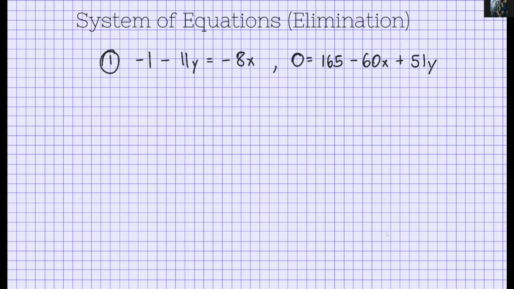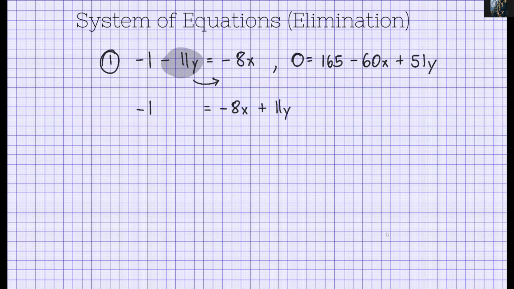What we will try to do is to arrange them in such a way that we have the variables, the y and the x, on one side and the numbers on the other. So let's begin by working with this. For the first equation, we're going to take this negative 11y and move it to the other side. It's subtracting, so it will go adding. So we will have negative 1 equals negative 8x plus 11y.